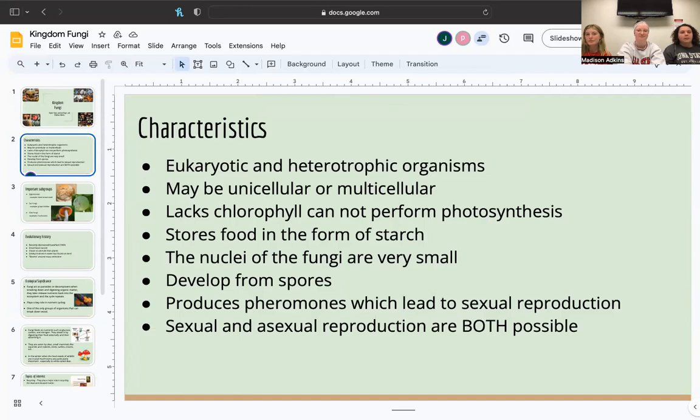Some characteristics about the fungi is that it's a eukaryotic and heterotrophic organism. It may be unicellular or multicellular. It lacks chlorophyll and cannot perform photosynthesis. It stores food in a form of starch. The nuclei of the fungi is very small, and the fungi develops from spores. It produces pheromones, which leads to sexual reproduction. Both sexual and asexual reproduction are possible.